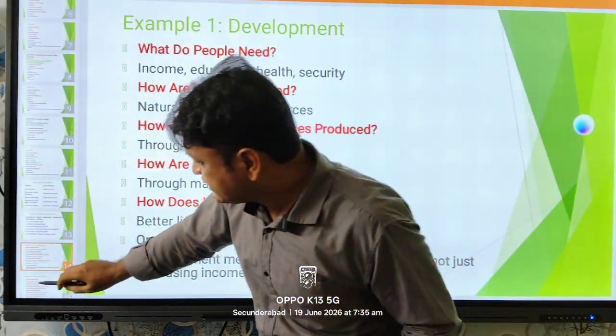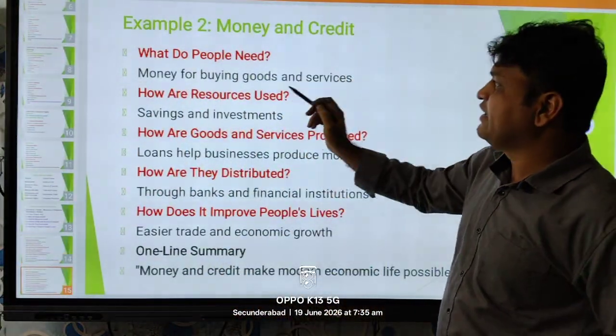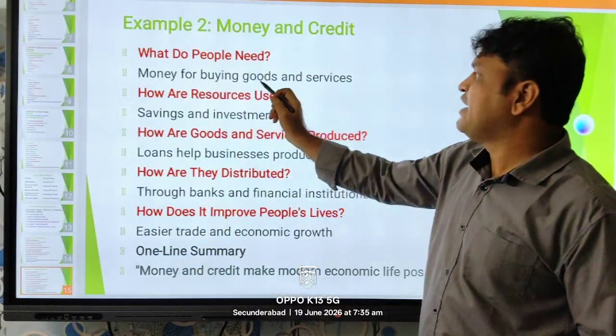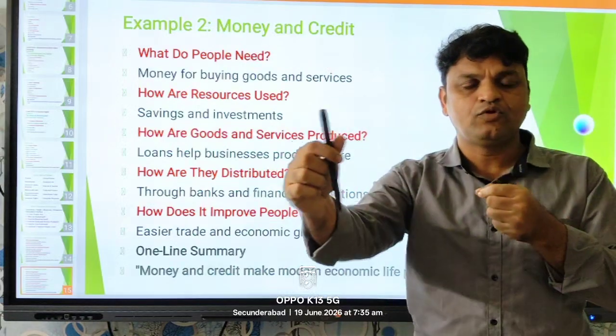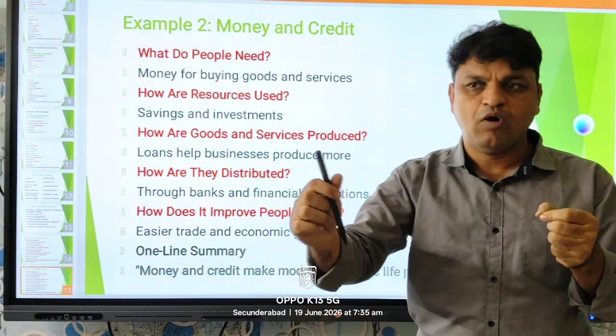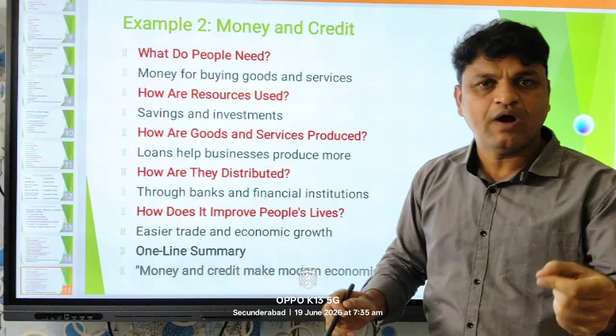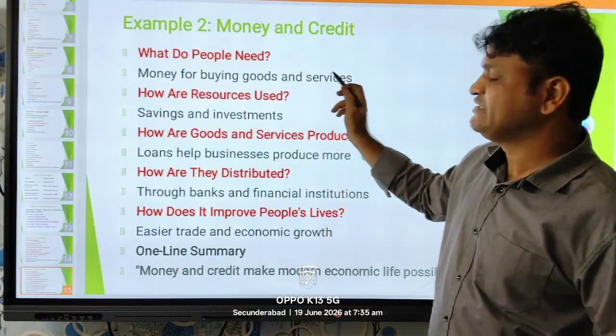Alright. And if you look at the second slide, money and credit, what do people need? Money for buying goods and services. To buy the pen, to buy the pencil, to buy the notebook, to buy the mobile or laptop, what do we want? We want money. So money for buying goods and services.